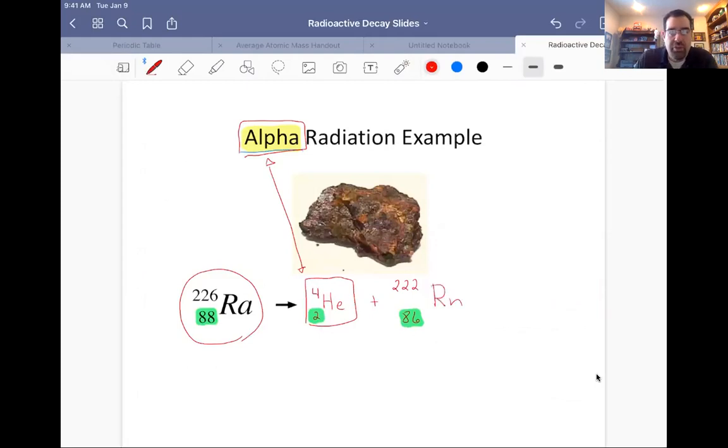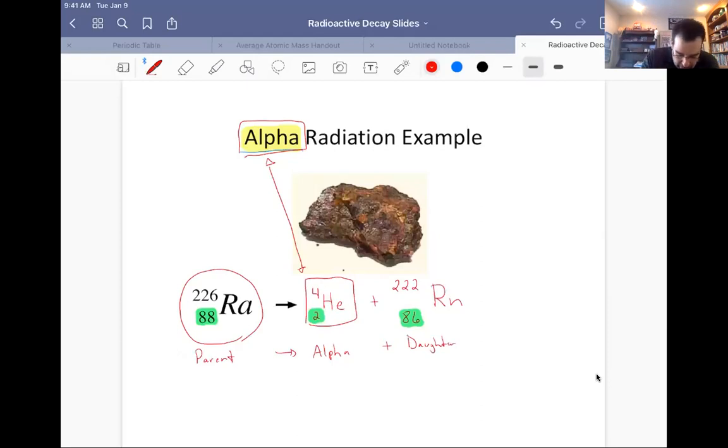Okay, and so understand what we've got here. We had radium, which is the parent nucleus. It loses a particle, which is alpha radiation. And then it becomes radon 222, which is the daughter nucleus. Okay, so we had atoms of radium. They lost this alpha particle and became radon, right?